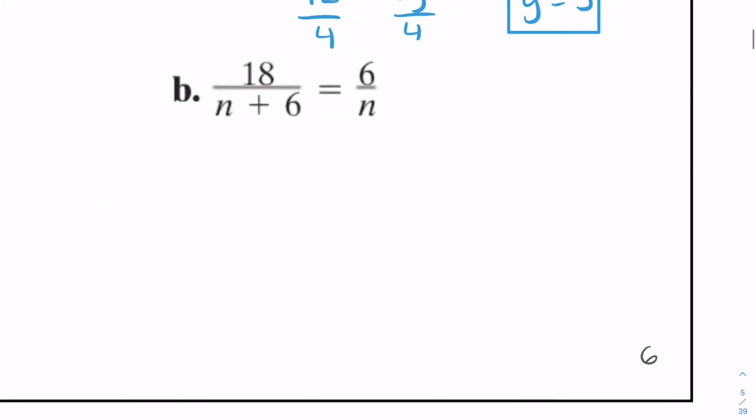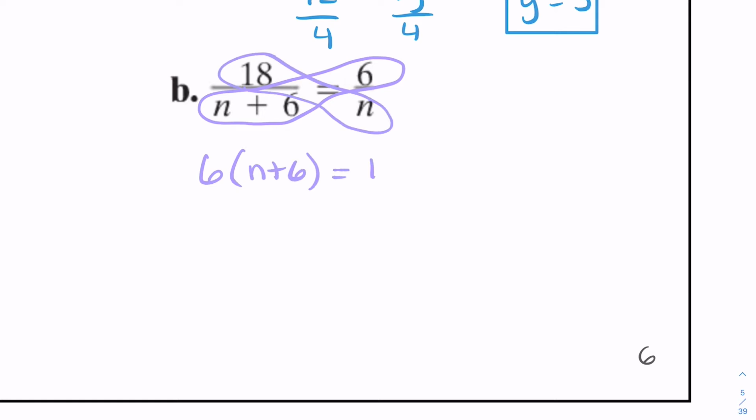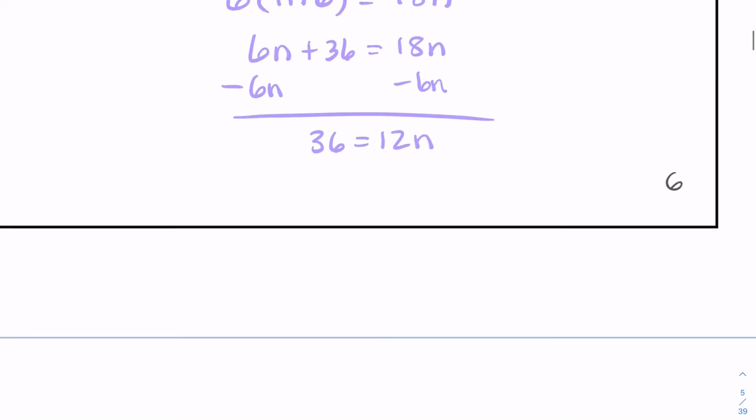All right, this last one, we are going to do n plus 6 times 6. So 6 times n plus 6. We're going to do 18 times n is 18n. Distribute. So 6n plus 36 equals 18n. Take 6n away. 36 equals 12n. Divide by 12. n equals 3.